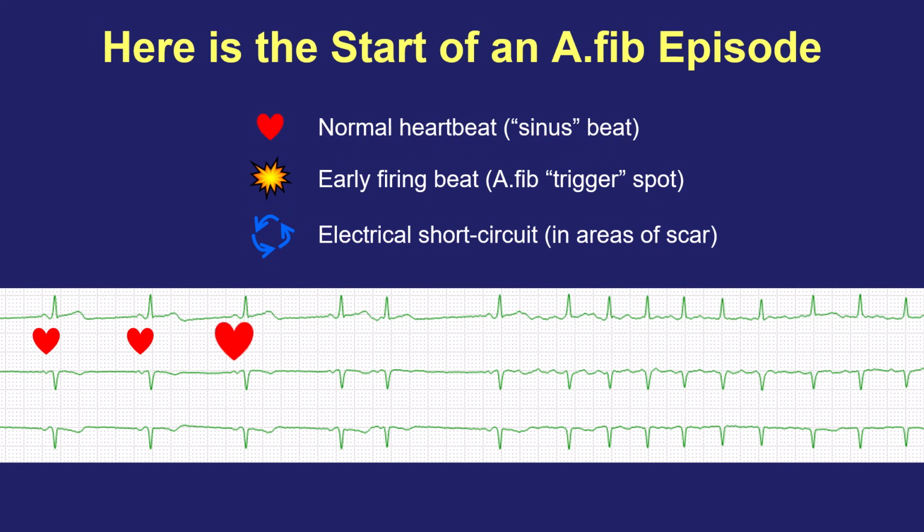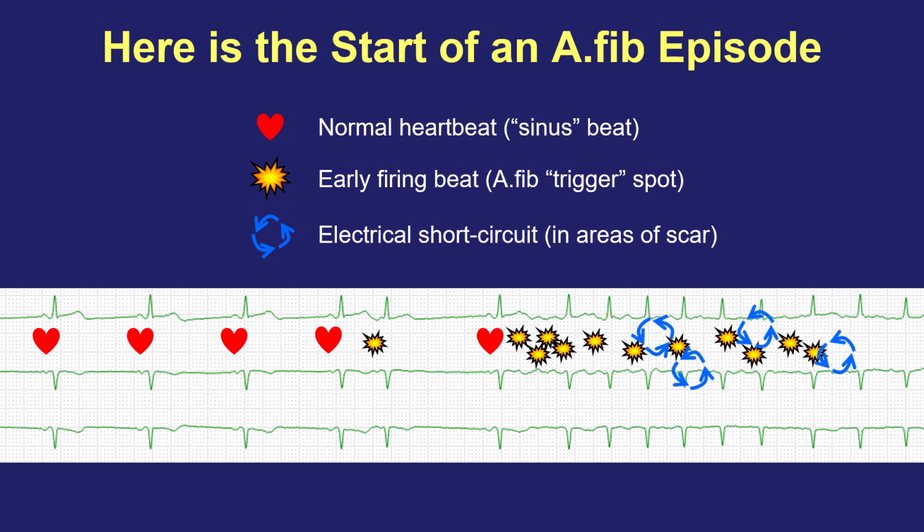They start in normal rhythm, and here are normal heartbeats. There's one trigger spot, another beat, and then a whole bunch of trigger spots and short circuits that start going. And here is how an episode of A.Fib starts. And this is what we think about when we're coming up with methods to try to suppress atrial fibrillation with medicines or procedures.